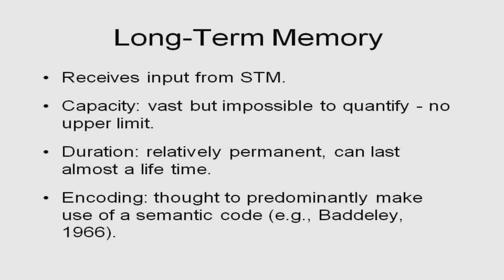Long-term memory. This receives input from short-term memory. Capacity is thought to be indefinite. There's no limit. It's thought that people always have the ability to learn more information. Duration is thought to be almost permanent or near permanent. And encoding is thought to be predominantly semantic in long-term memory.